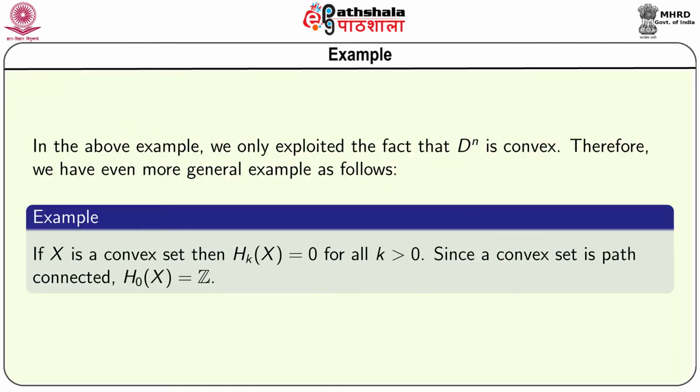Now, one thing we can note here is that in the above example, we only exploited the fact that Dn is a convex set. So, therefore, we have an even more general example: if we start with a convex set X, then Hk(X) is trivial for every k greater than 0, and again, a convex set being path connected, H0(X) will be Z.